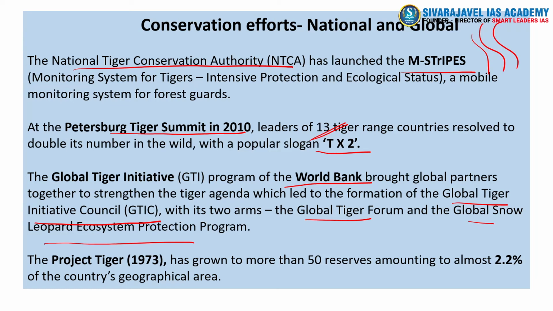And nationally we have Project Tiger in 1973, which has grown very well. Now it has 50 reserves, which is about 2.2% of the country's geographical area. The entire India's 2.2% is just under Project Tiger. This is really an applaudable cause.